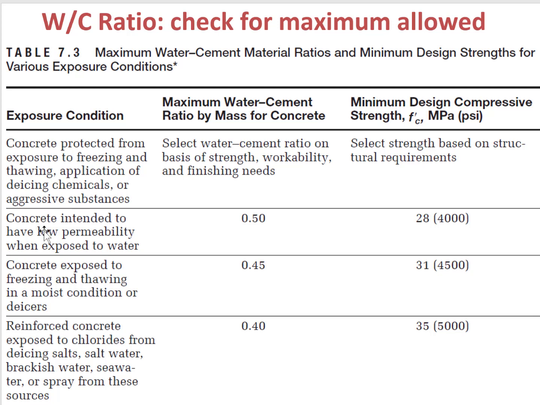For example, if concrete is intended to have low permeability when exposed to water, the maximum water to cement ratio should be 0.5. For concrete exposed to freezing and thawing in a moist condition or de-icers, the maximum water to cement ratio will be 0.45. For reinforced concrete exposed to chlorides from de-icing salts, salt water, brackish water, seawater, or spray from these sources, the maximum water to cement ratio will be 0.4.